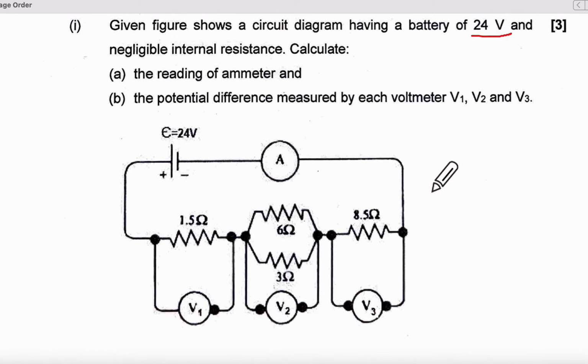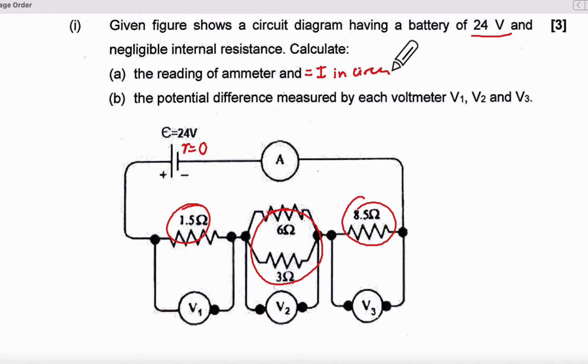Now what are they saying over here? The 24 volt is the EMF, with negligible internal resistance. Okay. So r equal to 0 is there. Find the reading of the ammeter. First you will find RP. Correct? And then add this and this. And then you will say I is equal to V upon R. That will be I in the circuit, means the reading of the ammeter. You can do this on your own, tell fast. And find the reading of V1, V2.